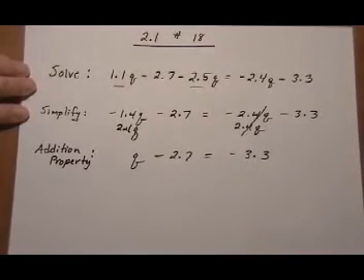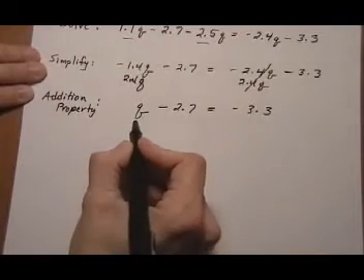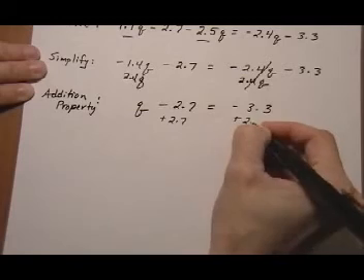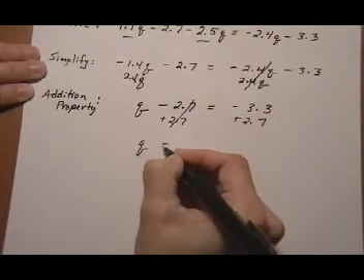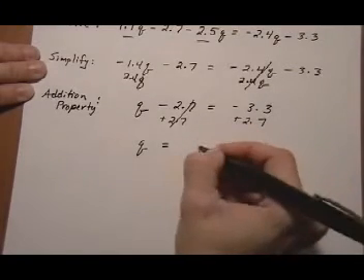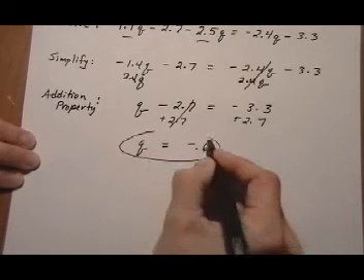Do the addition property again to now move the number to the other side because we want q all by itself. So we do plus 2.7, plus 2.7. It cancels on the left, and we're left with q equals minus 3.3 plus 2.7, which is minus 0.6. And that's our final answer.